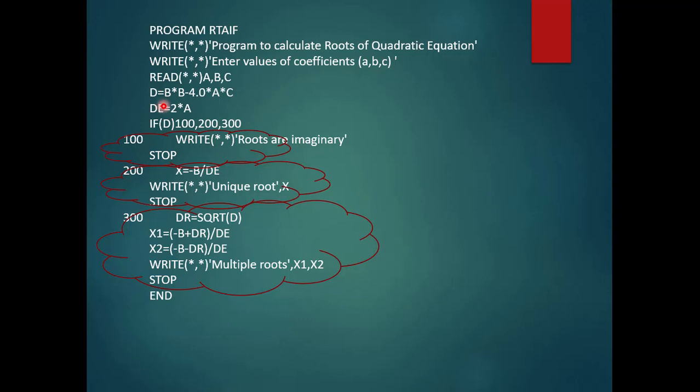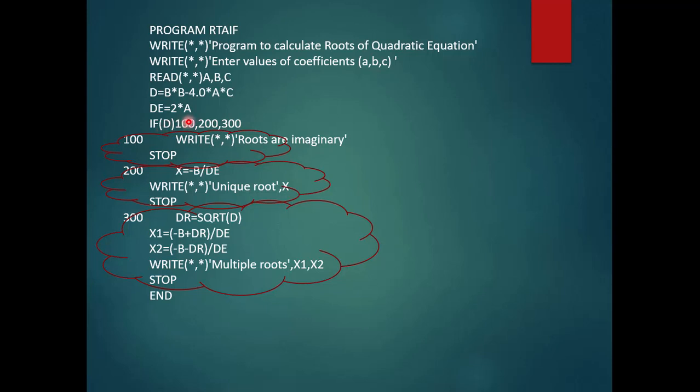And then there's the equation. As you know, d equals b square minus 4ac. I've written here b square minus 4 into a into c, and then d equals 2 into a, so that is twice a. And then I have written here according to the syntax, if d is nothing but this equation, this will evaluate. If this is found to be negative, then it will go to 100. If d is 0, then it will go to 200, and if d is greater than 0, it will go to 300.